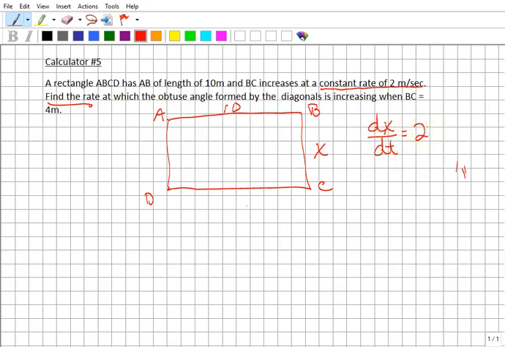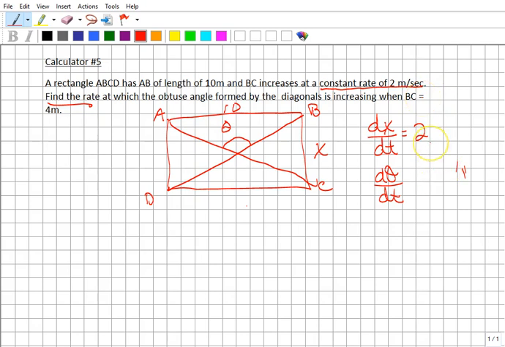Find the rate at which the obtuse angle formed by the diagonals. So let me draw in the diagonals. So here's the obtuse angle right here. So I'll call that theta. So I'm trying to find d theta/dt. So we want to find that rate when BC is 4. Now we're not going to use that 4 until later within the problem.